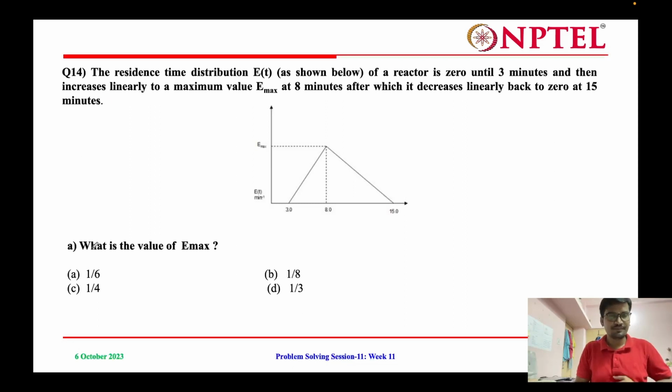Now question number 14. The residence time distribution E(t) of a reactor is 0 until 3 minutes and then increases linearly to a maximum value E max at 8 minutes, after which it decreases linearly back to 0 at 15 minutes. So what is the value of E max? Right. So we have to calculate E max. Now the distribution of the fluid equation: the integral from 0 to infinity of E(t) dt equals 1.